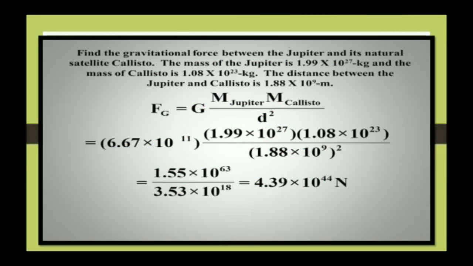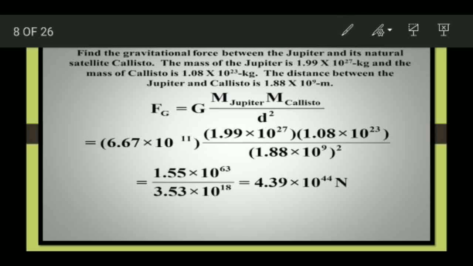Now let us quickly perform a numerical here. Find the gravitational force between Jupiter and its natural satellite Callisto. The mass of Jupiter is 1.99 into 10 raised to the power 27 kg, and the mass of Callisto is 1.08 into 10 raised to the power 23 kg. The distance between Jupiter and Callisto is 1.88 into 10 raised to the power 9 meter.